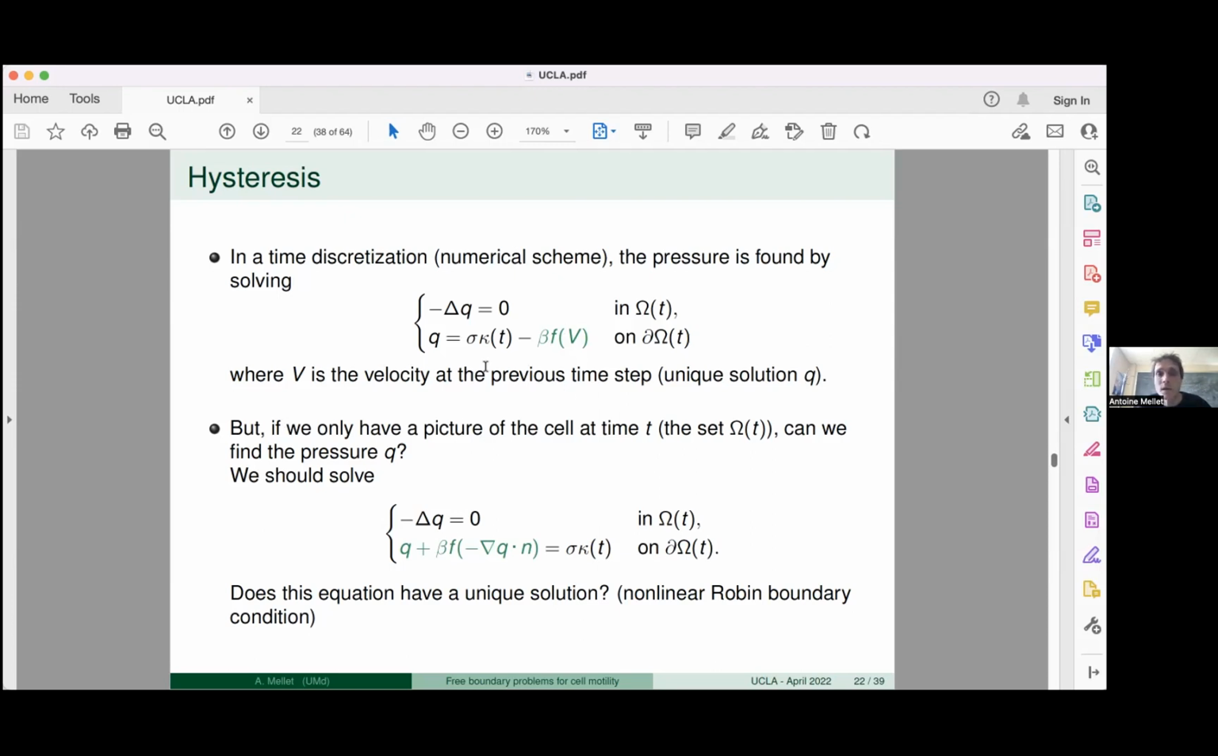But if you're not given that velocity and instead you're just given the picture of the cell at time t, so you know the set omega t and nothing else, could you still recover the pressure? Well, all you have to do is say that V, after all, is minus gradient of Q dot N. So I can just put that here and now try to solve this equation. And what I have is an elliptic equation with a nonlinear Robin type boundary condition.